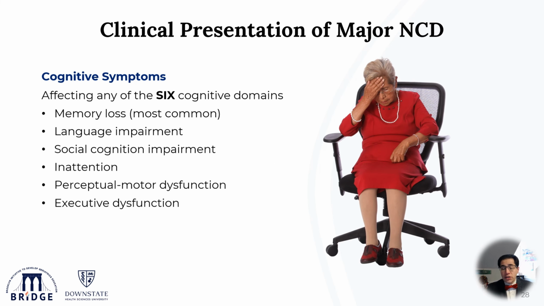So let's talk first about cognitive symptoms of major neurocognitive disorders, which should affect any or all of the 6 cognitive domains defined by the DSM. Memory loss is the most common, but it can also affect language, social cognition, inattention, perceptual motor dysfunction, and executive function.